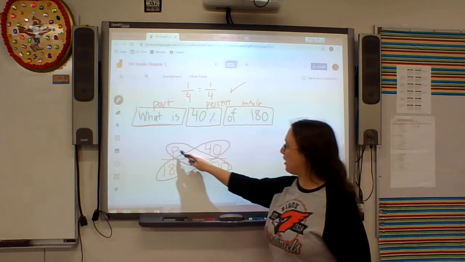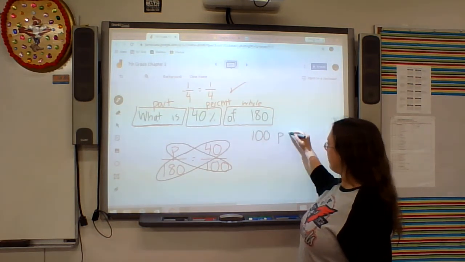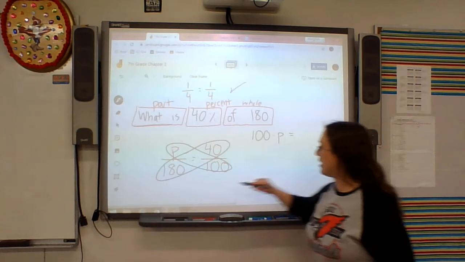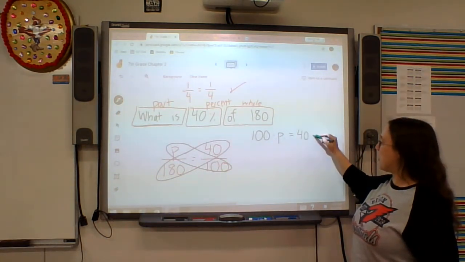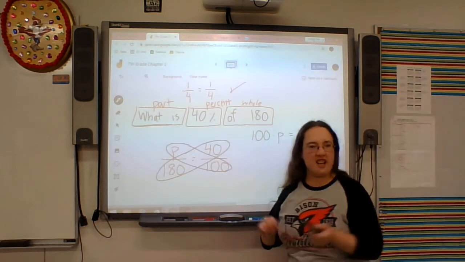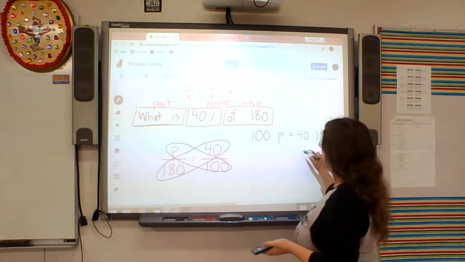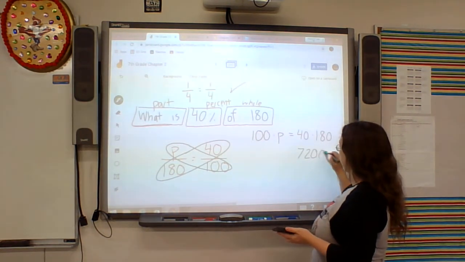So we're going to have that 100 times P equals 40 times 180. Okay, well 40 times 180 is just a number. So we got 40 times 180, which gives you 7,200.